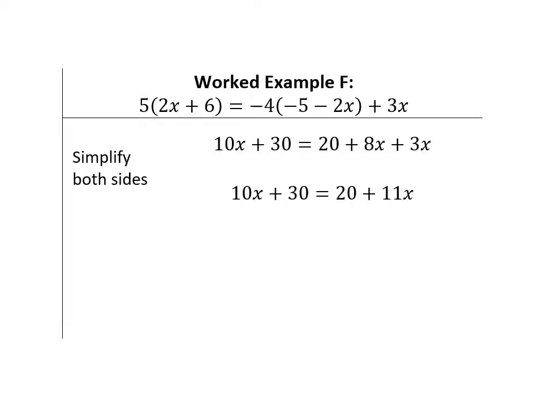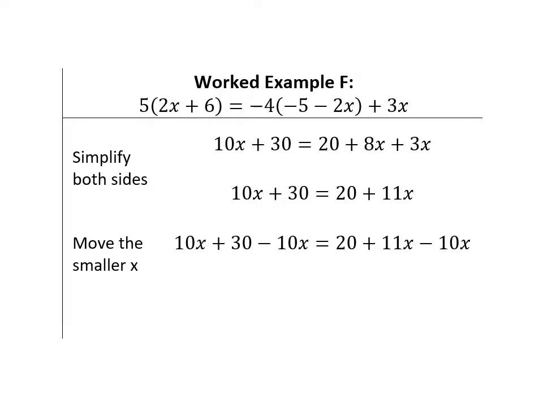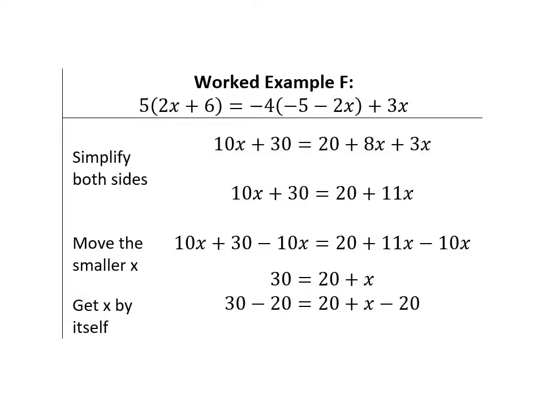We can simplify again. Left side just stays 10x plus 30. The right side, 8x plus 3x gets us 11x. Move the smaller x. 10x is the smaller x, so subtract it from both sides. And simplify, we get 30 equals 20 plus x. Subtract 20 from both sides to get x by itself, and we end up with x is 10.